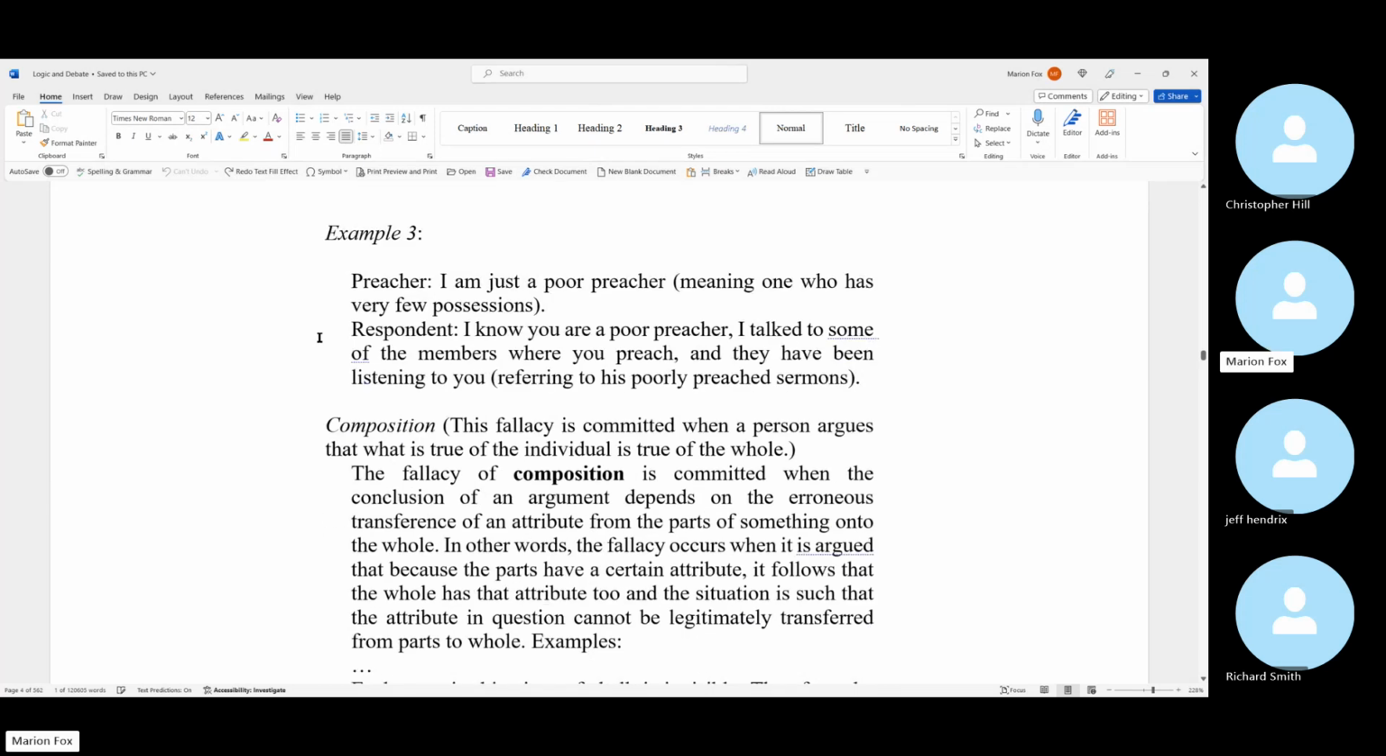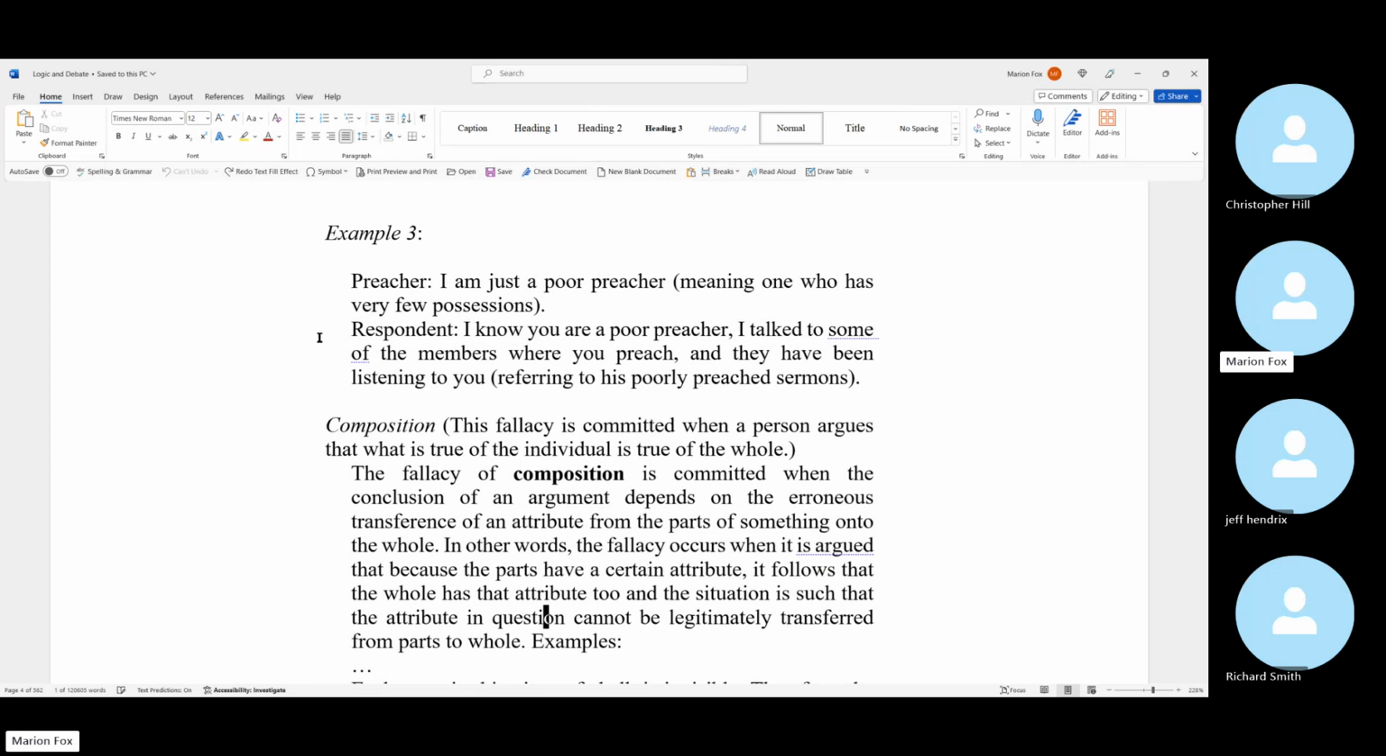Here's another one that's real interesting. I think it's kind of humorous. Preacher: I'm just a poor preacher, meaning one that doesn't have very many possessions. And respondent: I know you're a poor preacher. I talked to some of the members where you preach. They've been listening to you. So he's referring to the poorly preached sermon. So here, "poor preacher" and "poor preacher" are used in two different ways. So we've equivocated. We changed the meaning of this word right in the middle of the stream, like changing horses in the middle of the stream. Any question? And people do that. You've got to be careful because they'll slip it by you if you're not careful.